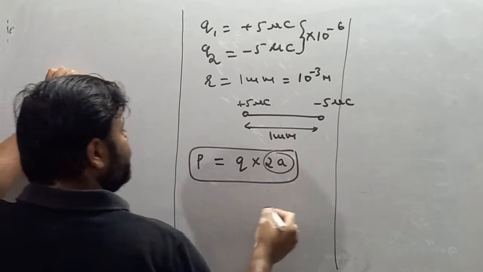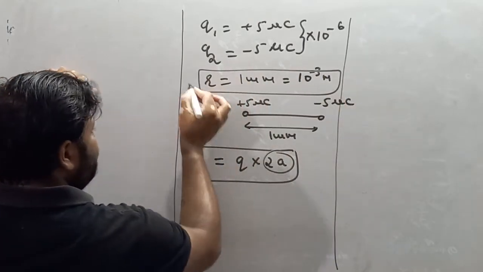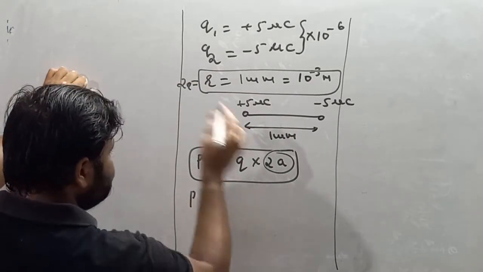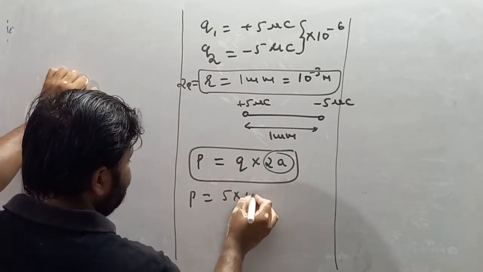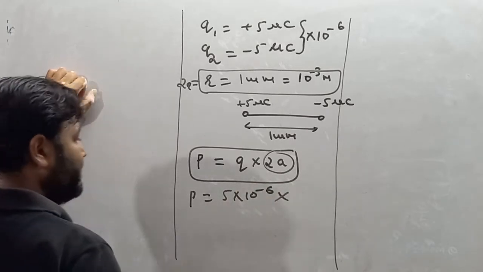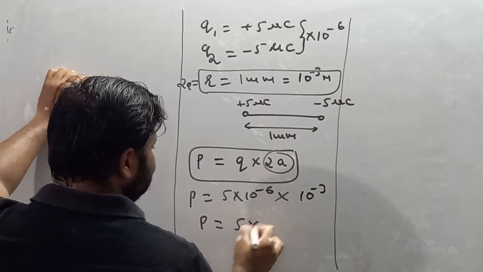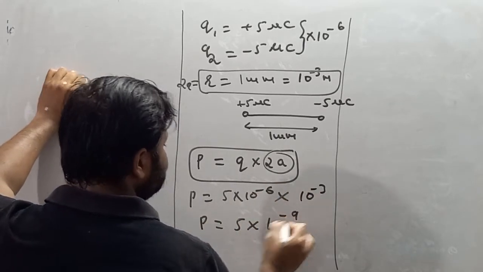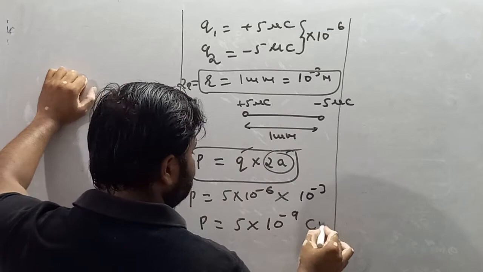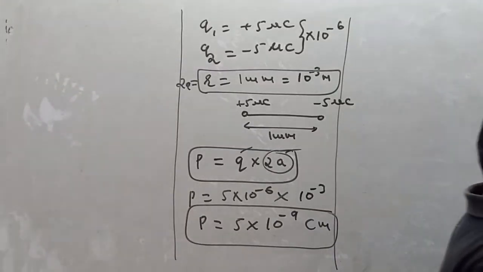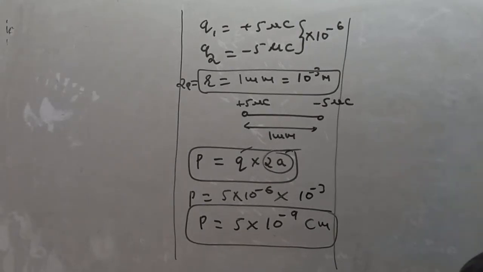So it is 2a. The value of 2a is r, which is 10 raised to the power minus 3. I'll write the charge is 5 microcoulomb, so 5 into 10 raised to the power minus 6, multiplied by 2a, the separation, which is 10 raised to the power minus 3. So P is equal to 5 into 10 raised to the power minus 9 coulomb meter. This is the value of the dipole moment of this dipole.